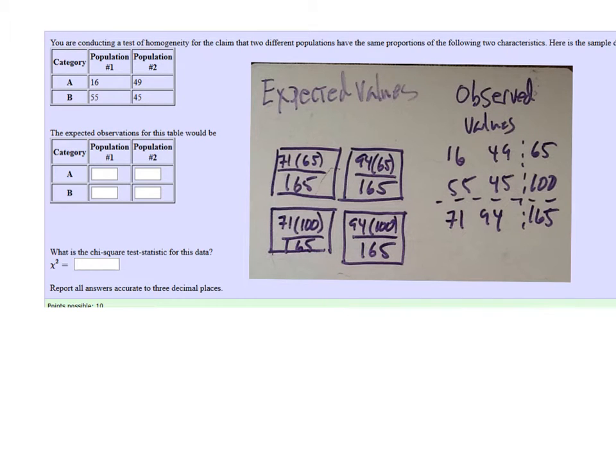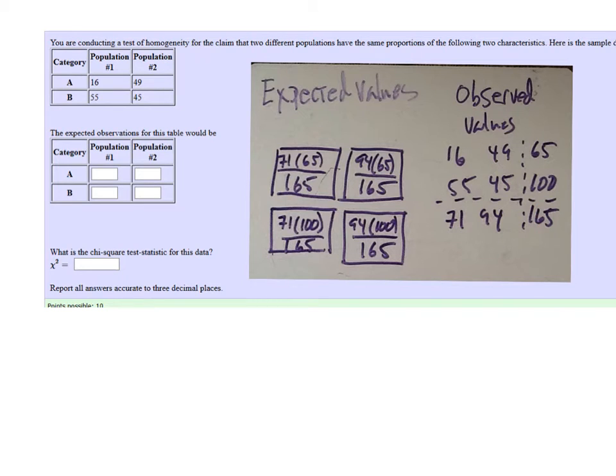So maybe this will help some of you that are having trouble still. The way you calculate the expected values for a two-way table, when you have two or more categories, two or more rows, or two or more columns, is you find the sum of each of the columns, the sum of each of the rows, and then the total for the table, and that should add up. One way to check you did this right is that this sum should equal this sum. So that's my table total.